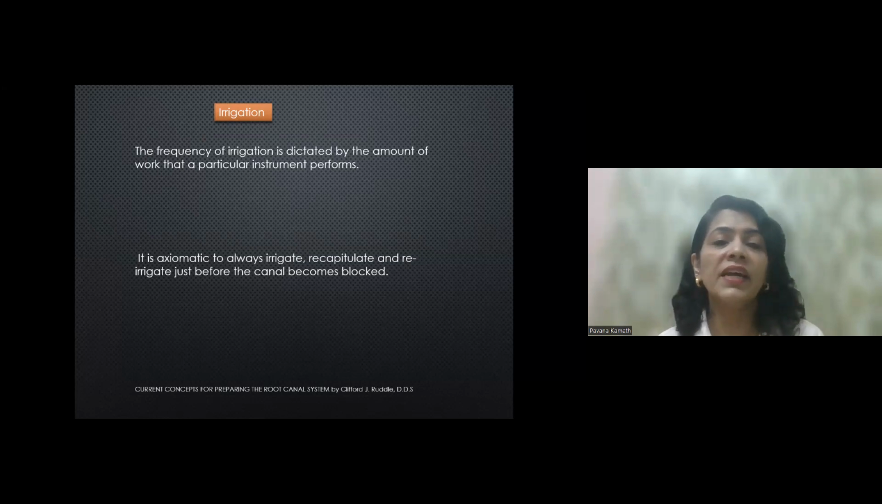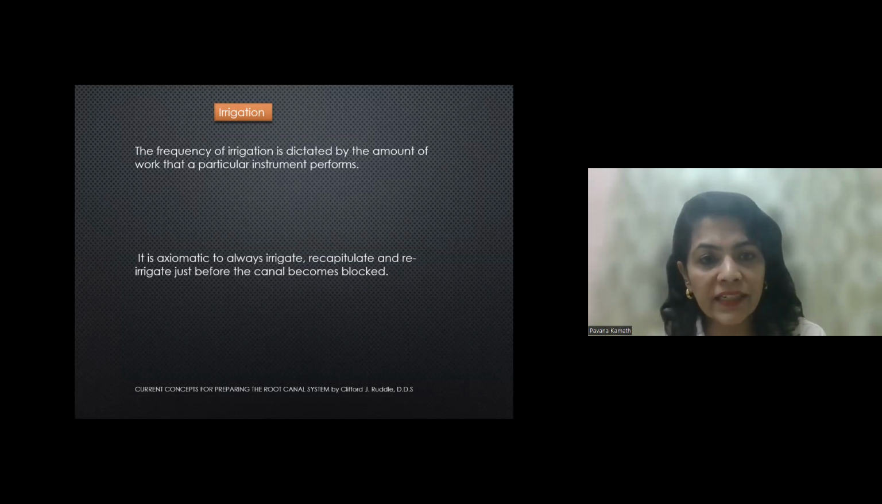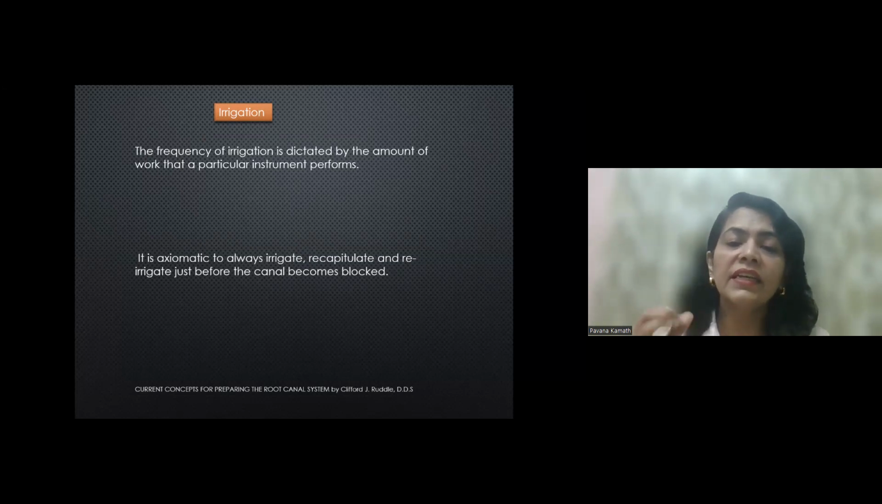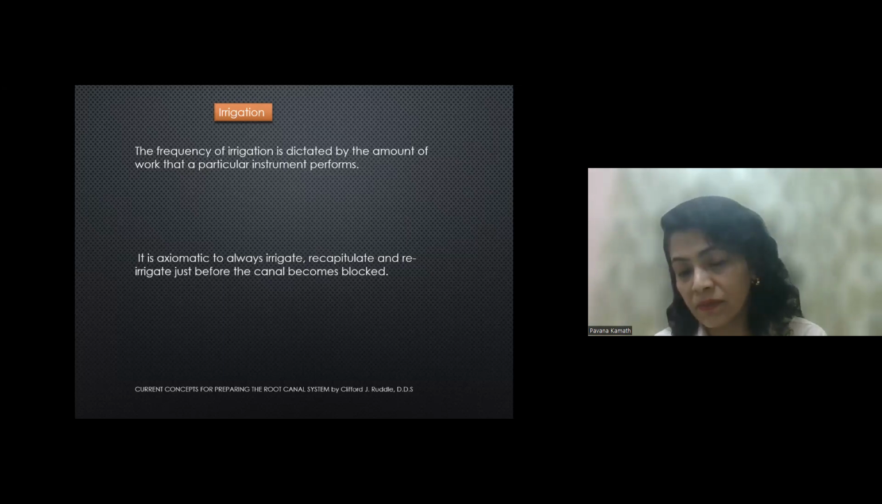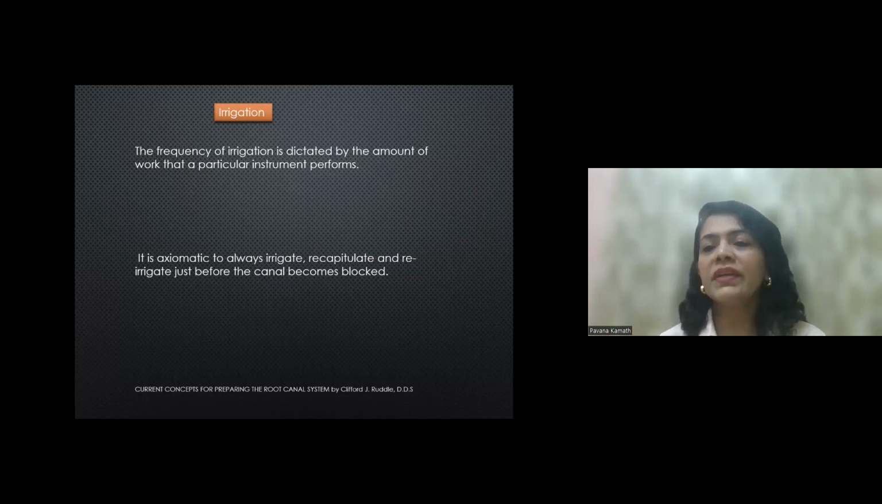Now, why do I mention that? So every time you establish the glide path and you negotiate the file in the canal, you're engaging the dentine and you are removing dentine, creating debris. This debris tends to accumulate in the apical third, which is why the canal could get blocked, and frequent irrigation with sodium hypochlorite augurs the debris to the coronal orifice.